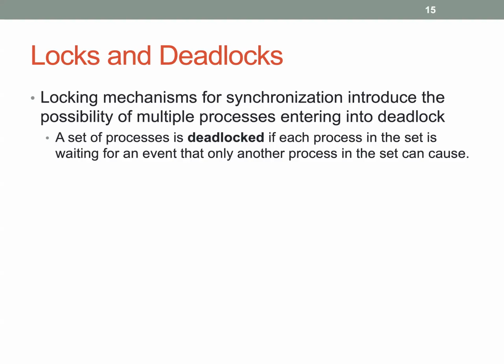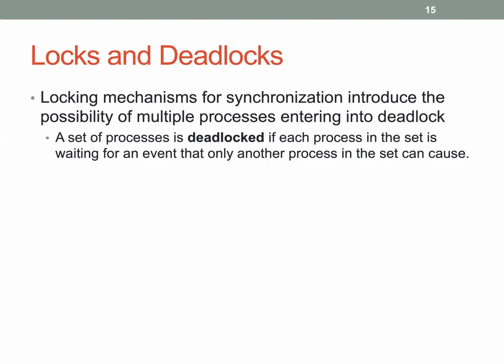So as I say on the slide, a set of processes is deadlocked if each process in the set is waiting for an event that only another process in the set can cause. Now, you could also state this in terms of locks. Each process in the set of deadlocked processes is waiting for a lock that some other process holds, and every process is holding a lock that another process is waiting for. If you have a situation like that, you have a deadlock.